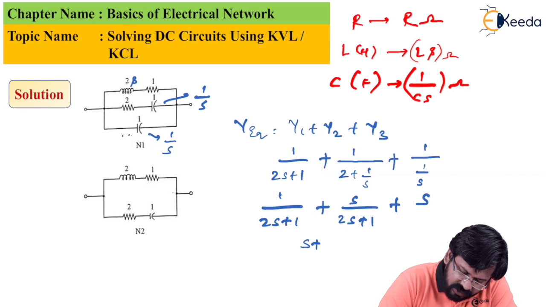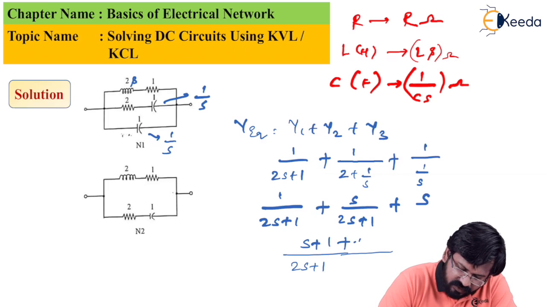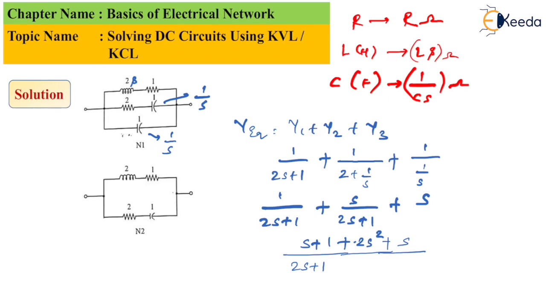After cross multiplication with 2s plus 1, this third term becomes 2s square plus s. Resultant, what we have is 2s square plus 2s plus 1 upon 2s plus 1. So this becomes Y equivalent for network number 1. So we shall record the value of Y1 as 2s square plus 2s plus 1 upon 2s plus 1.